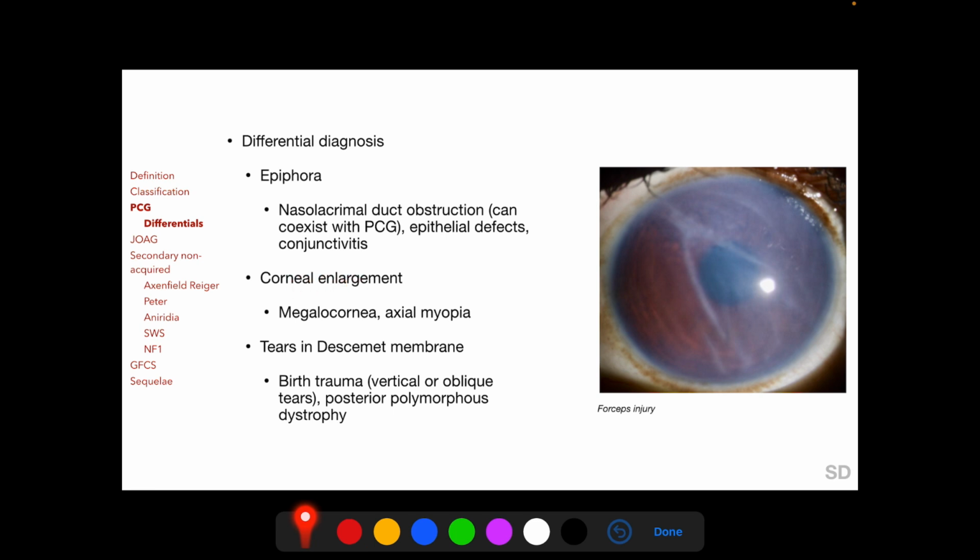Corneal enlargement is also found in megalocornea and axial myopia, but in these entities, the intraocular pressure is normal, there is no glaucomatous optic neuropathy, and the cornea remains clear. Tears in Descemet's membrane can also occur due to forceps injury during birth, but these tears are vertical or oblique in orientation, as shown here in this photograph, in contrast to the horizontal or circumferential orientation of Haab striae of primary congenital glaucoma.